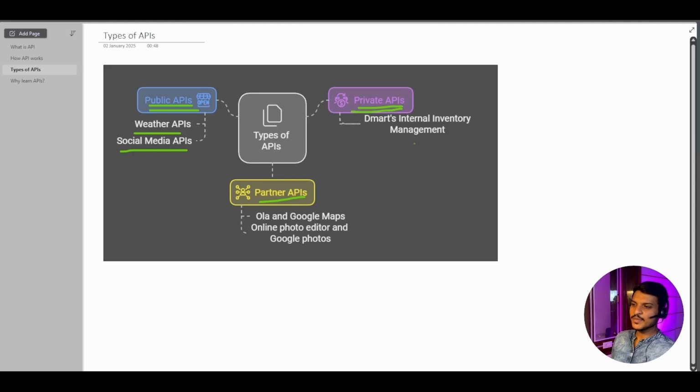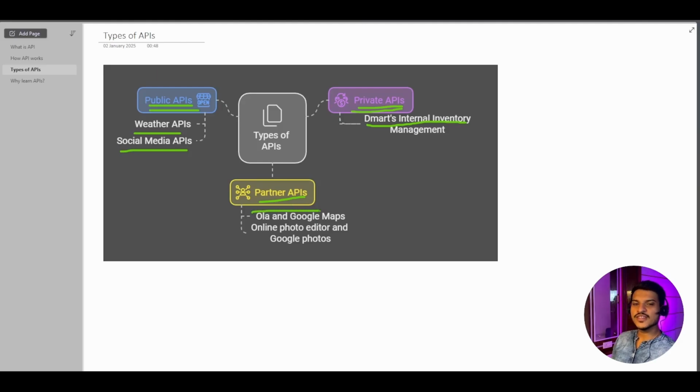And secondly, private APIs. These are the APIs that are mostly used for internal purposes only. Let's say DMart may have their own API that keeps the count of their stock for their different products. And at last, partner APIs.